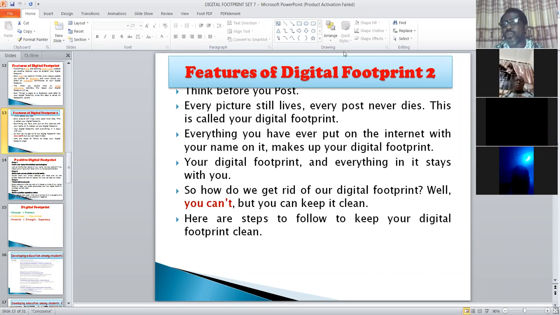Yes, people are posting. Let me read from you. Think before you post. It's very important. It's very germane. Some people will just go online and start posting, saying, I'm annoyed. If you're annoyed, go back and sleep. Don't come to WhatsApp to begin to vent your anger. You will cause yourself more problems than you are going to create.